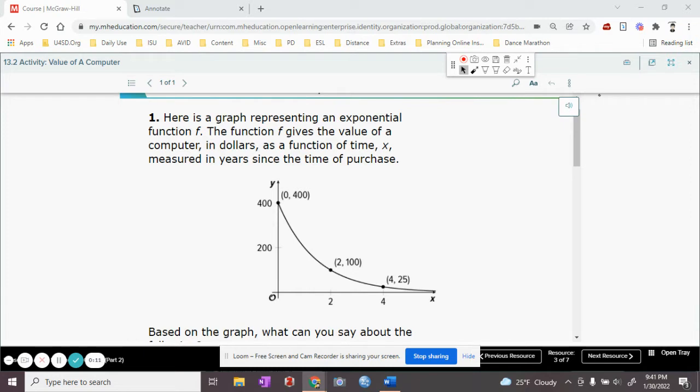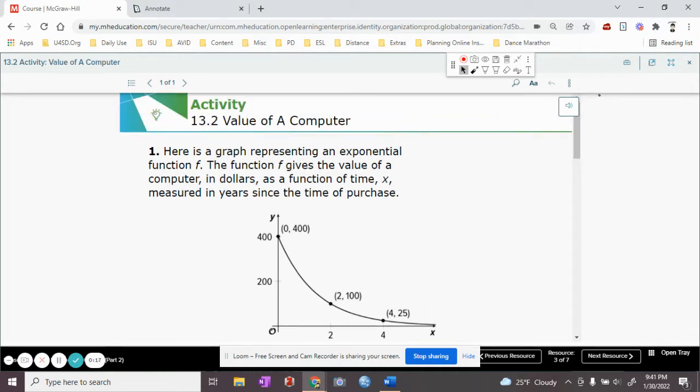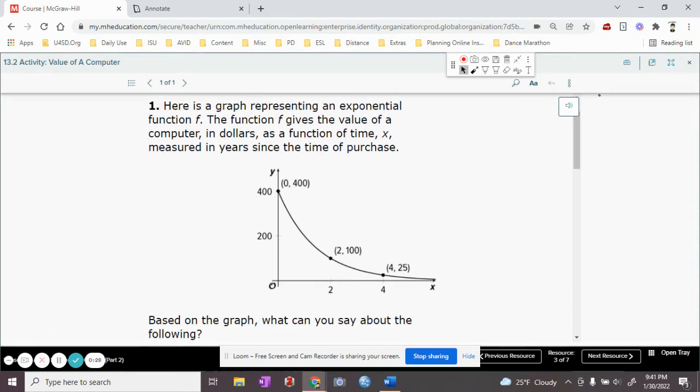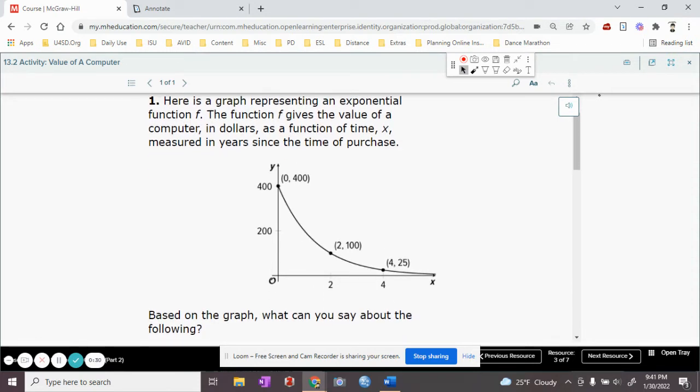This is a continuation of reasoning with exponential functions. So we are going to take a look at a scenario involving the value of a computer. We have a graph representing an exponential function. We have the function f, which gives the value of a computer in dollars as a function of time measured in years since the purchase of that computer.